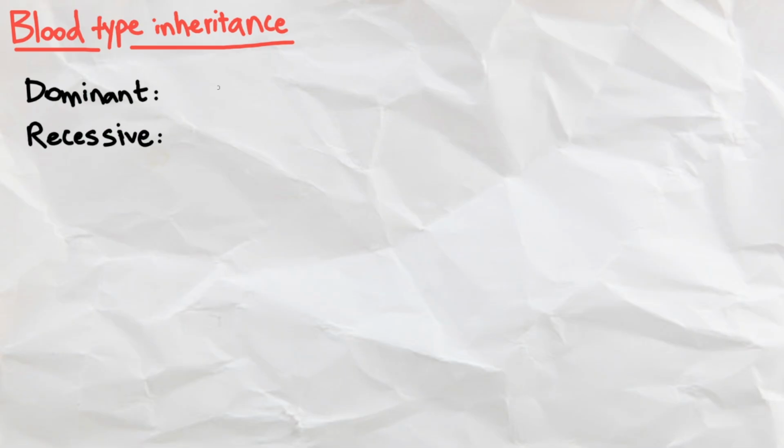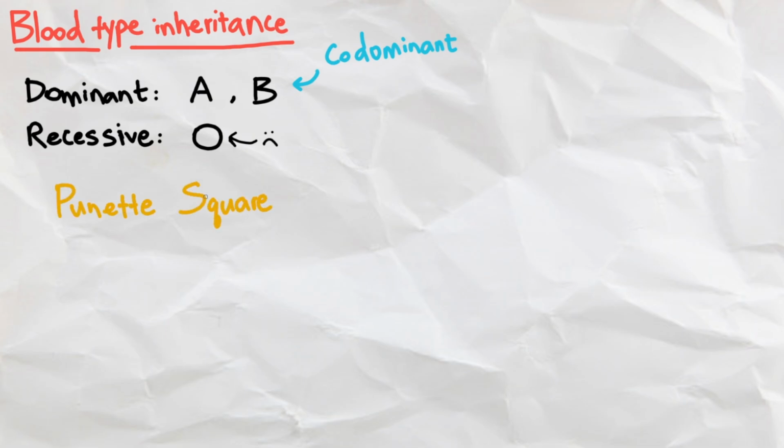Speaking of inheritance, blood types are a great example of dominant and recessive genes. Both the A and B blood are dominant, or codominant, which means that if one of our parents has O blood and the other parent has either A or B blood, we would get the blood type of that parent. We can use a Punnett square to visualize how our blood type gets passed down.